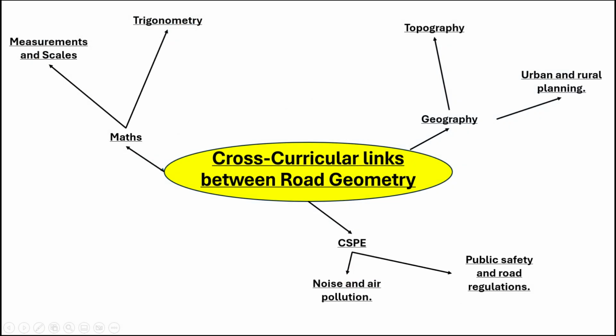Road geometry connects naturally with several secondary school subjects. These links can make learning more meaningful because students see how mathematics and science concepts are applied in the real world. The first and most obvious is geography, especially topography, as we are reading contour lines to solve these questions, as well as urban and rural planning, understanding how roads will affect the land around them.